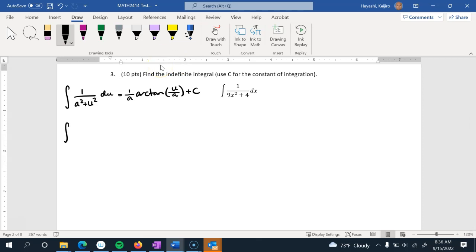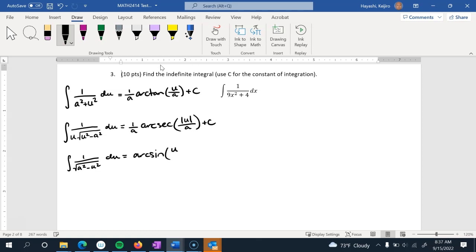And just here are the others. If you have 1 over u times the square root of u squared minus a squared du, that is 1 over a times the arcsecant of the absolute value of u over a plus c. And last, if you have 1 over the square root of a squared minus u squared du, that is simply arcsine of u over a, with no 1 over a in front.